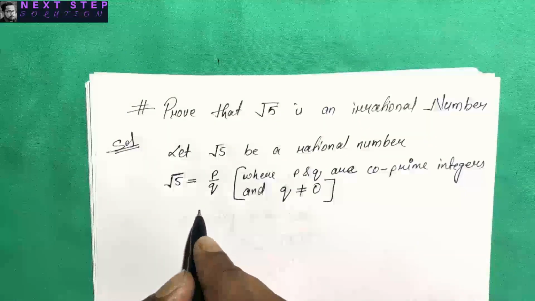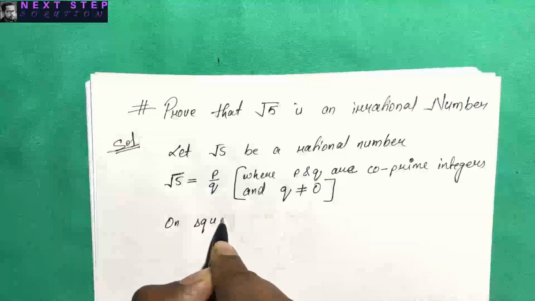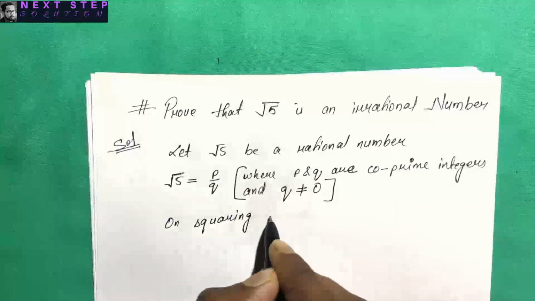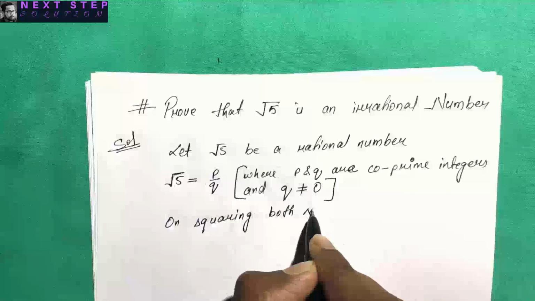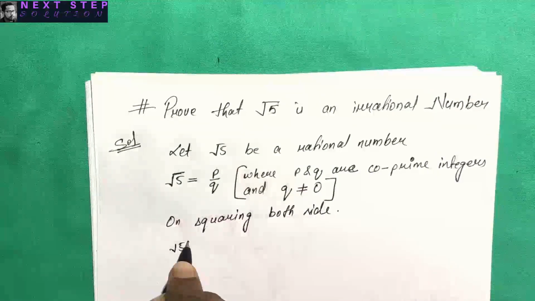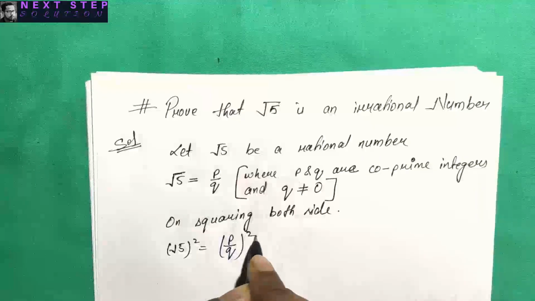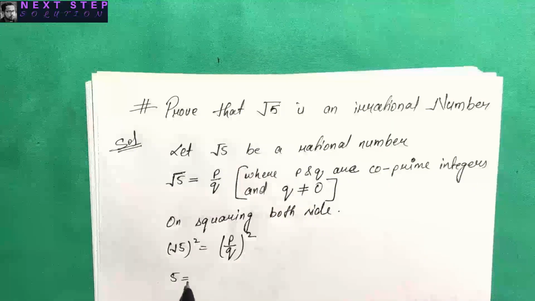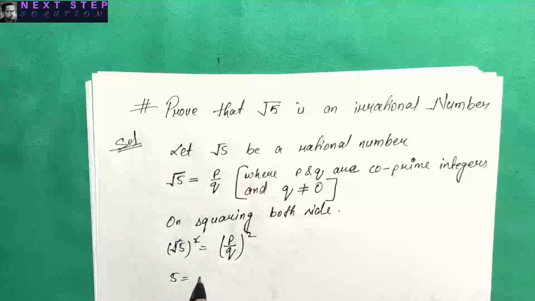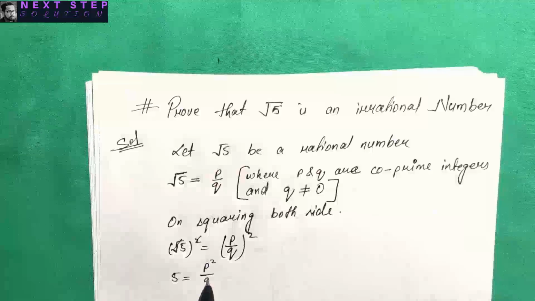Now, we will square both sides. On squaring both sides, since we need to remove this root, we have to square it. Now, root 5 square equals p by q square. If we square this, it becomes 5. Root over and square is cancelled, equals p square by q square.